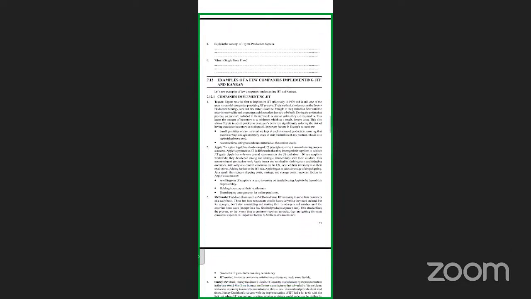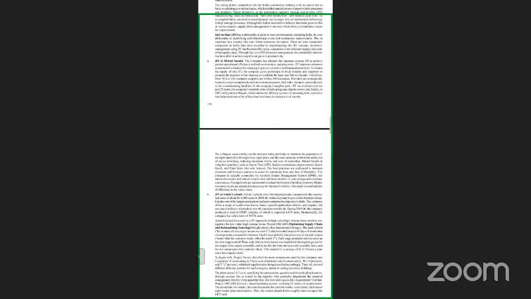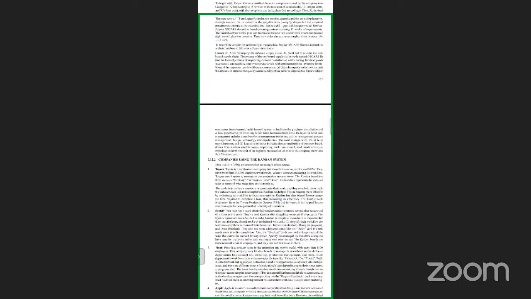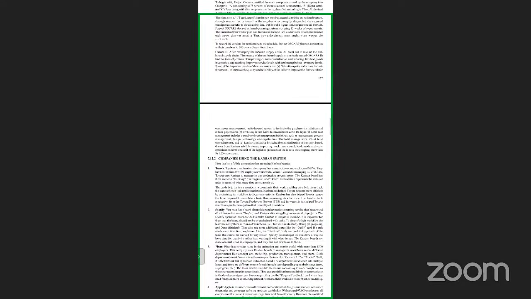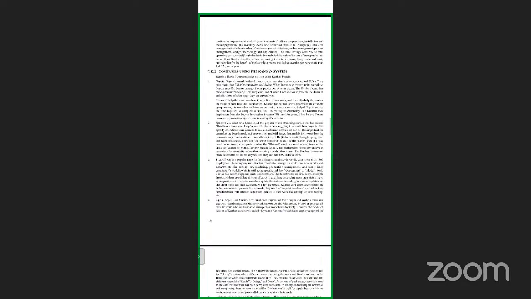Next, companies implementing JIT: Toyota, Apple, McDonald's, Harley Davidson, and in the Indian automotive industry, Maruti Suzuki and Ashok Leyland. So these are different companies that have approached and implemented it. And companies using the Kanban system are Toyota, Spotify, Pixar, Apple, and Zara. So these are different types of JIT, that is just-in-time, approaches given here.